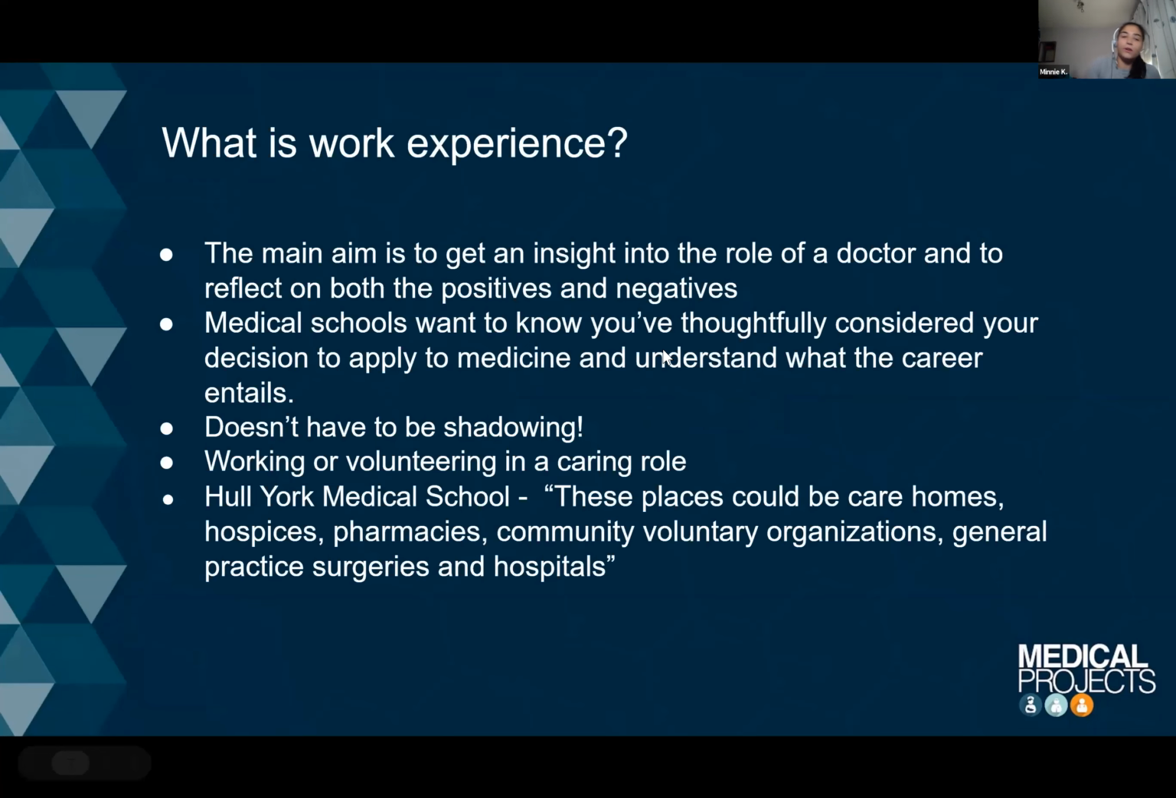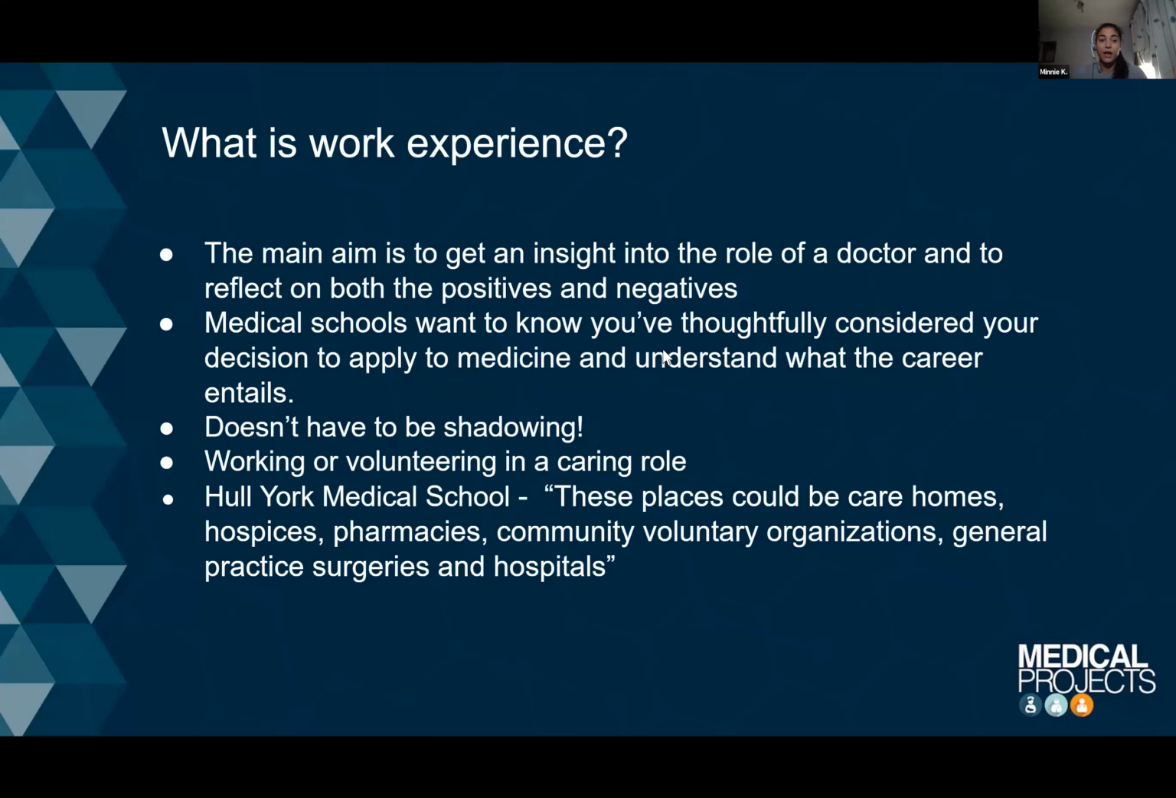What is work experience? Well, first I'll start with why work experience. Why do you need work experience? It's really important to get a good insight into what the role of a doctor is. What do they do day to day? What does the job entail? You know, it's not all like Grey's Anatomy. You're not saving lives in theatre all the time. There's paperwork to do. There's the management side of it.